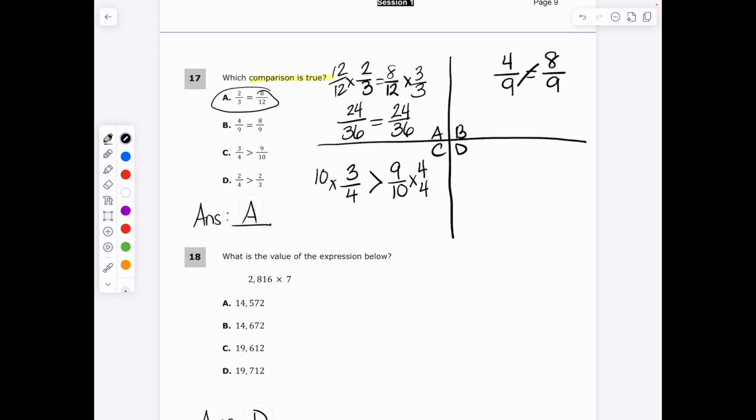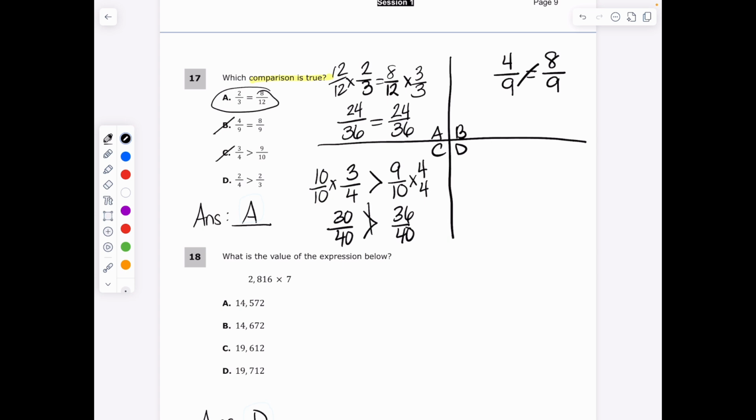So I'm going to multiply by the opposite denominators and multiply by 1 using that opposite denominator. So on the left, I get 30 out of 40 is greater than 36 out of 40. And that's not true. 36 is more than 30. So nope, that's not true. So C, and that's wrong.